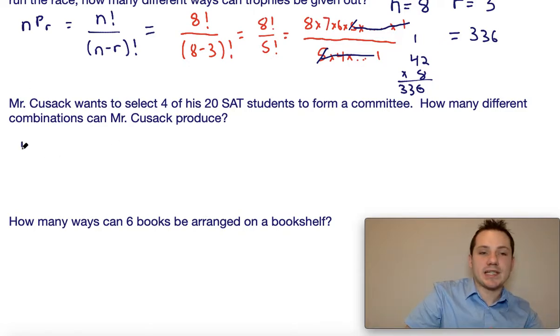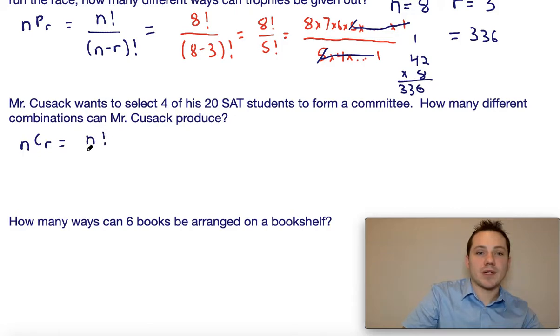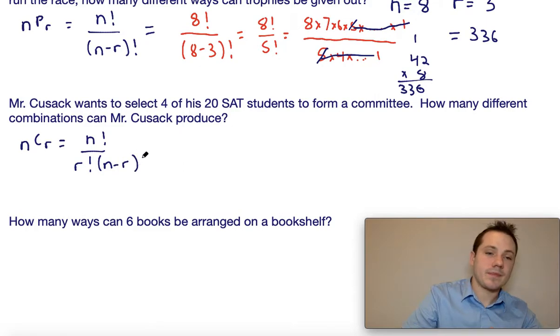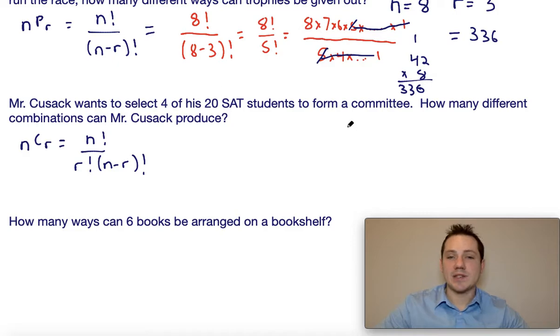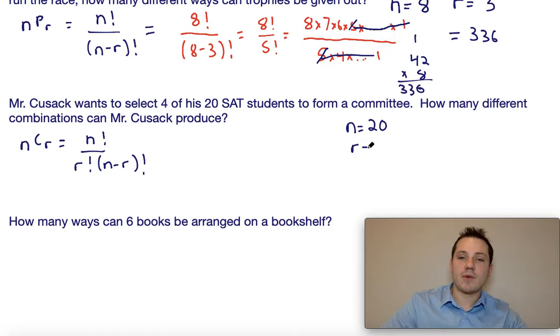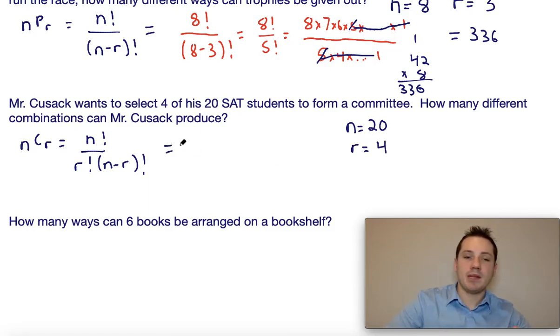So for combinations, we have nCr is equal to n factorial over r factorial times n minus r factorial. Now, in this case, n is 20, and our r value would be 4. So out of 20 students, we are choosing 4. We can go ahead and plug that in. We would have 20 factorial over r factorial, which is 4 factorial, times 20 minus 4, which is 16 factorial.